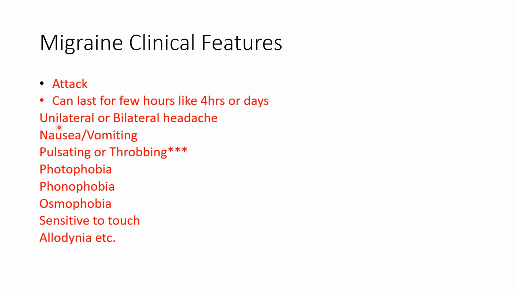It's mostly unilateral, but could be bilateral, and there may be associated nausea and vomiting. The vomiting could even be so severe that the individual will become dehydrated. Then the headache could be pulsating or throbbing. Throbbing here means it's causing pain in a regular beat. It's going to be a strong, regular pounding pulsation.